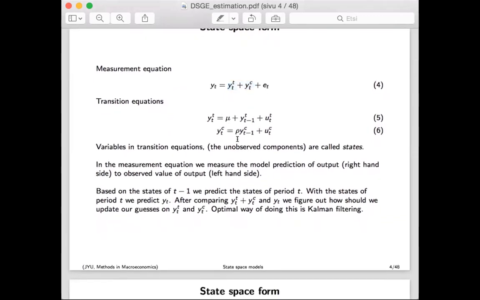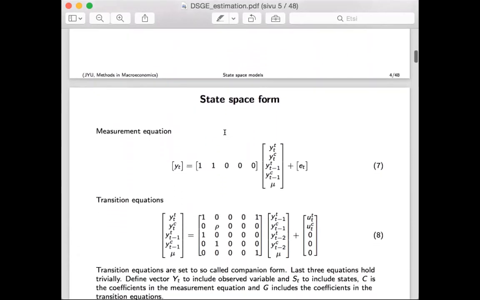And then we use these transition equations to predict future trend and cyclical components. And once we observe the data, then we can update our guesses regarding these cyclical and trend components. And we do this using the Kalman filter.